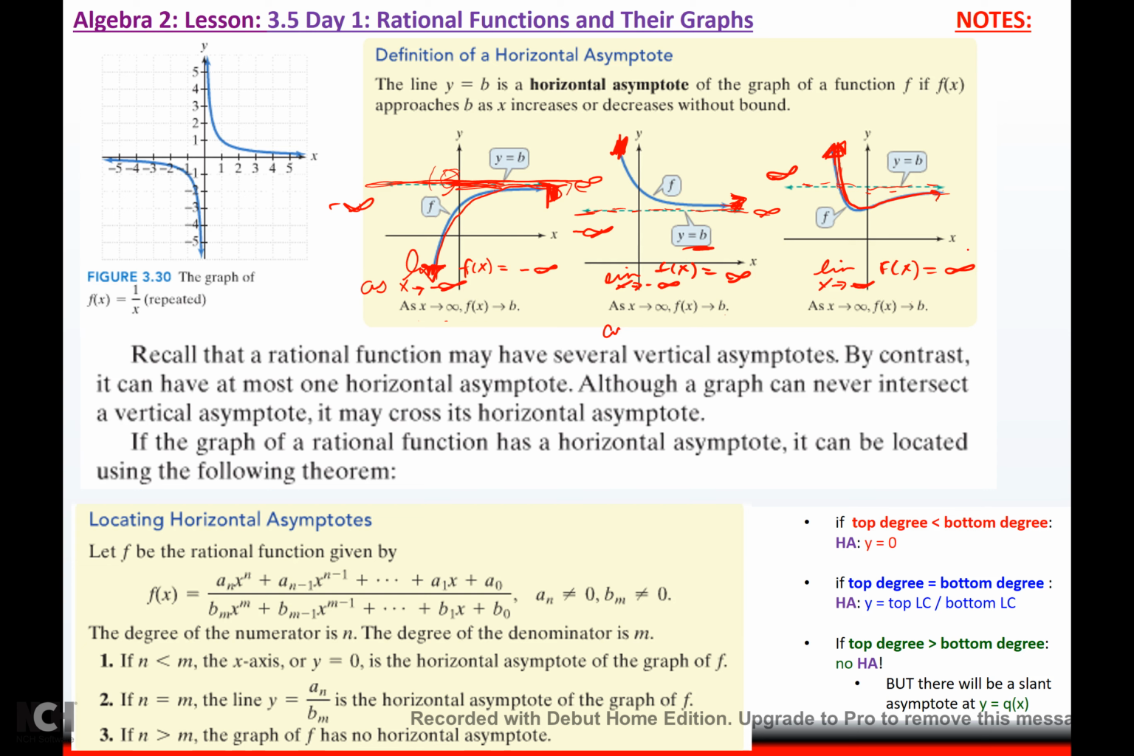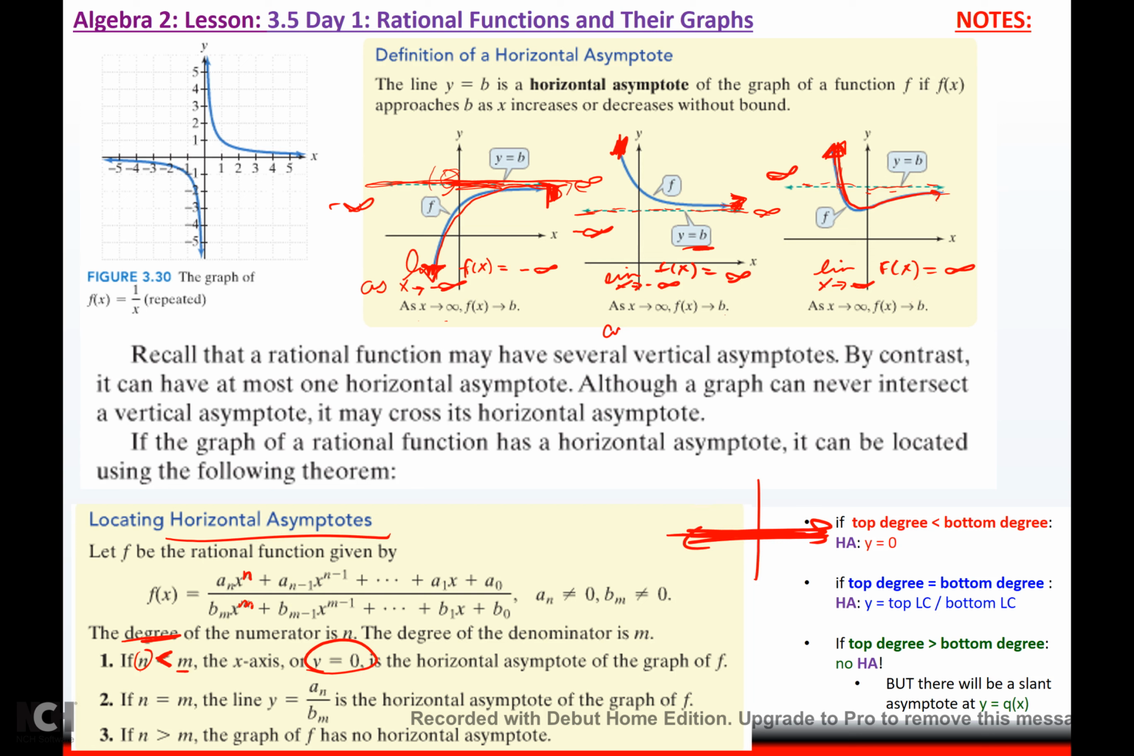Okay, so now how do you find these horizontal asymptotes? Vertical asymptotes, you set the denominator equal to 0. Horizontal asymptotes, you look at the degrees, okay? N is representing the highest degree on top. M represents the highest degree on bottom. If the top degree is smaller than the bottom degree, then I promise your horizontal asymptote is at y equals 0, which on an axis is the x-axis. That would be your horizontal asymptote.